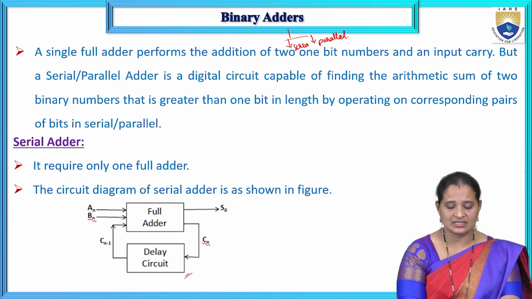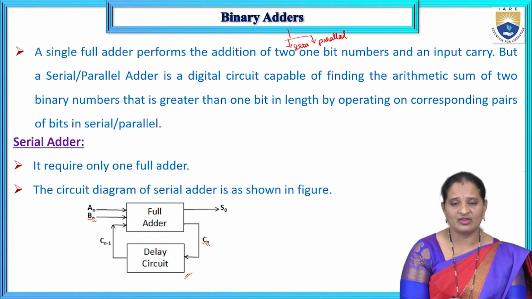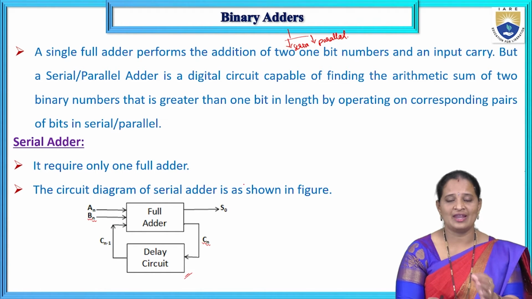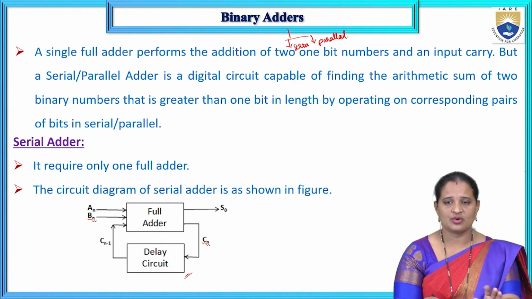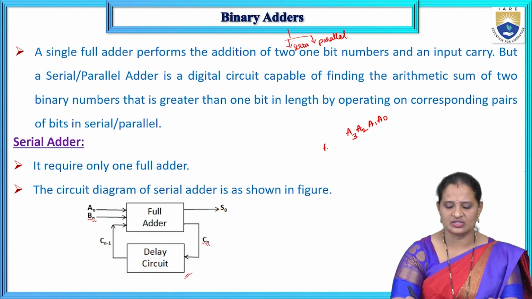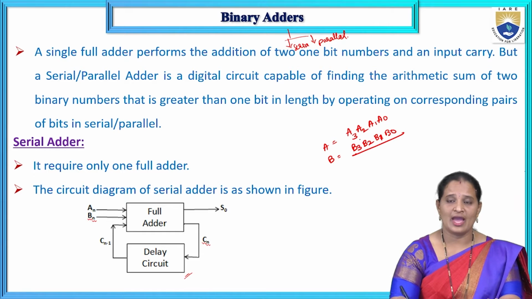Here this is a serial adder circuit which has one full adder. As we all know, a full adder requires three inputs A, B and Cin, which is the carry input from the previous section, and the addition results in two outputs: one is the sum output and the other is the carry output. For example, if you are adding two 4-bit numbers, A equals A3, A2, A1, A0, and similarly B equals B3, B2, B1, B0. I want to perform the addition of these two binary numbers of 4 bits each.